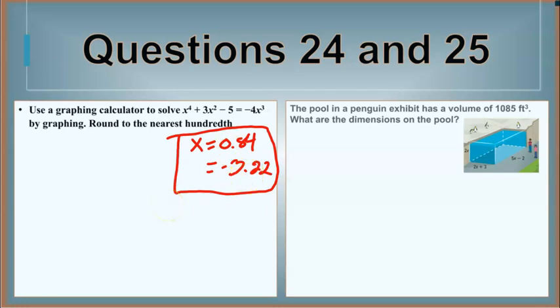Question 25. The pool in a penguin exhibit has a volume of 1,085 cubic feet. What are the dimensions of the pool? So for this one, we're going to write our quadratic here. So we know the dimensions, so volume would be 2x times 2x plus 3 times 5x minus 2. And this has to equal a volume of 1,085.